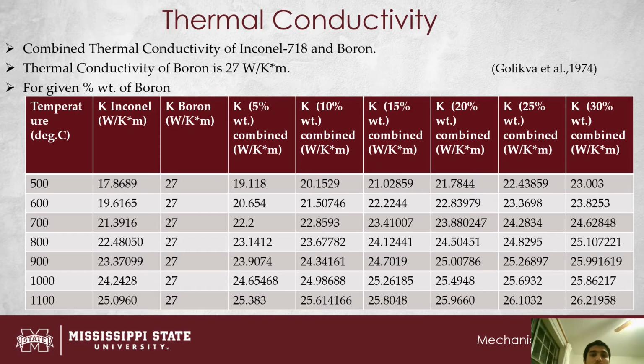And using those formulas and using the thermal conductivity of boron to be 27 watts per kelvin per meter, the table shows the data that I obtained at various different temperatures with the various weight percent of boron.